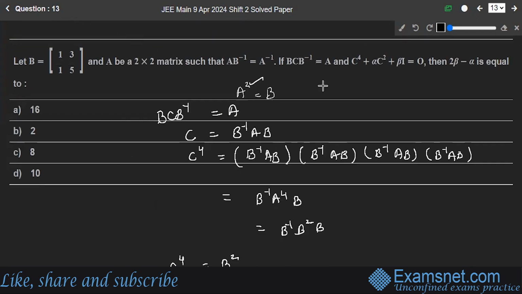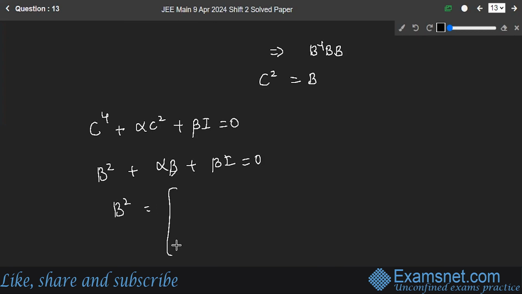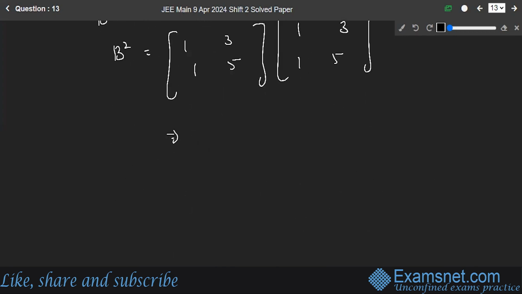Now, let's use what you had to find out. I'm given C power 4 plus alpha C square plus beta I is equal to 0. This gives me B square plus alpha into B plus beta I is equal to 0. What is B square equal to? B was equal to this. So this multiplied will give me 1 plus 1, this plus 3, 4, 18, 6, and 28.